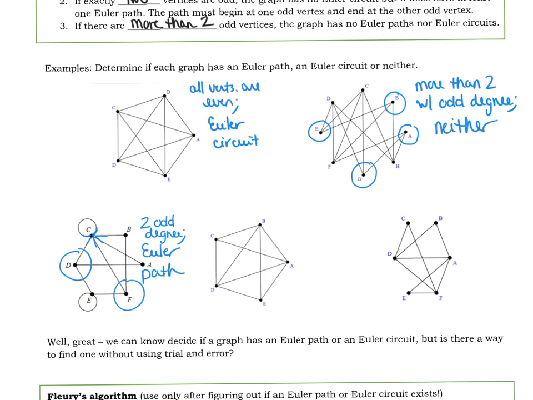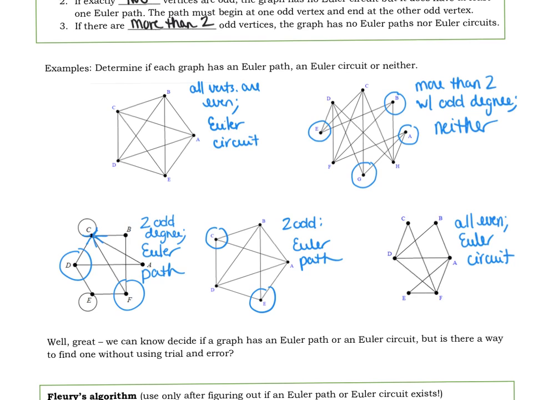All right, for the next one, again, looking at the degrees, I notice C has degree 3 and E has degree 3. All the others are even, so we've got 2 with odd degree. This is an Euler path, once again. Start at C or E, end at the other. And then last but not least, looking at this other graph here, counting the degree of all of those vertices, B, C, and E all have degree 2. D, A, and F all have degree 4, so these are all even. This must have an Euler circuit.